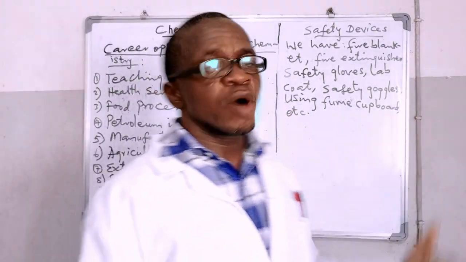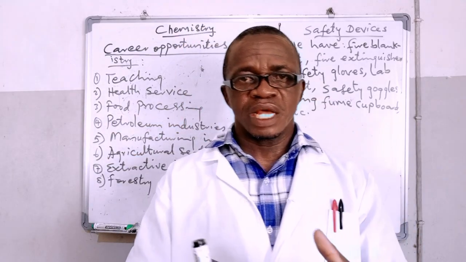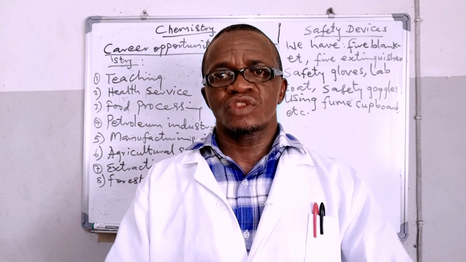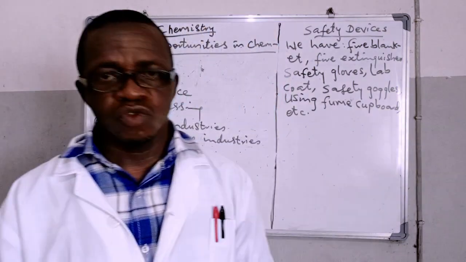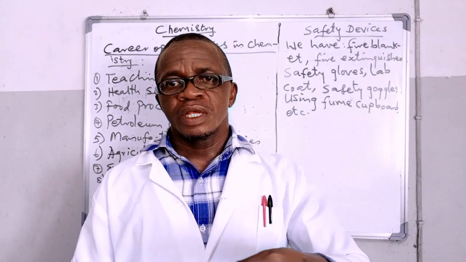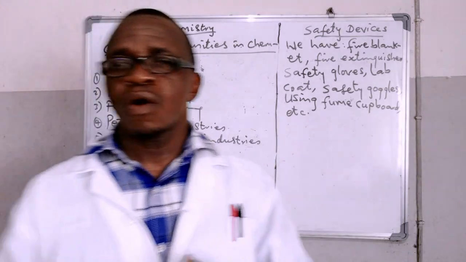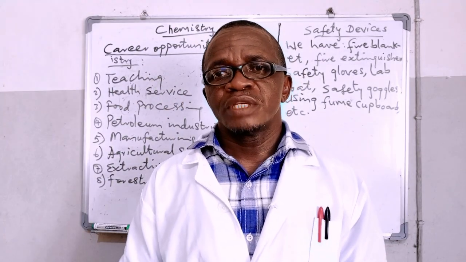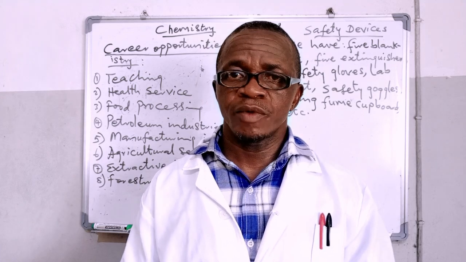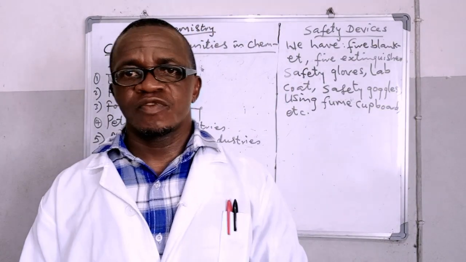Using of fume cupboard, with time we will explain it. It is an apparatus that you use to carry out a reaction that produces a toxic gas so that you will not inhale it into your system. It will be channeled out from the lab to the atmosphere. So that's that. And we have many other safety measures to be taken when working in the laboratory. And so I think this is where I would stop for today.